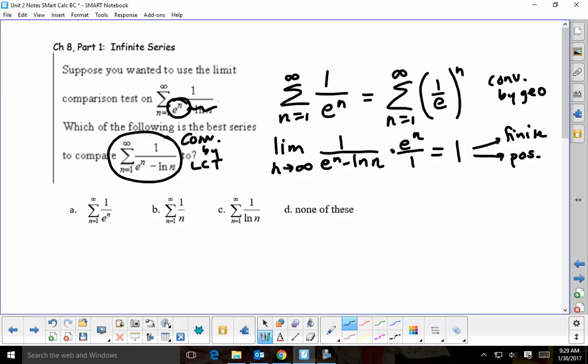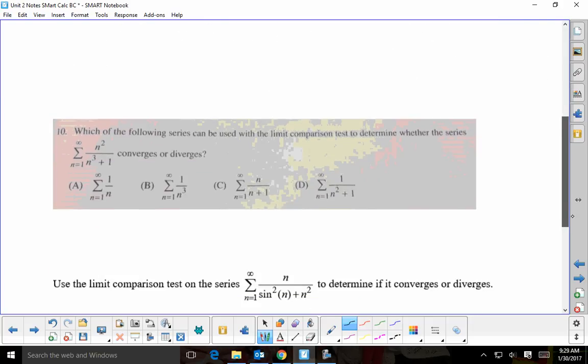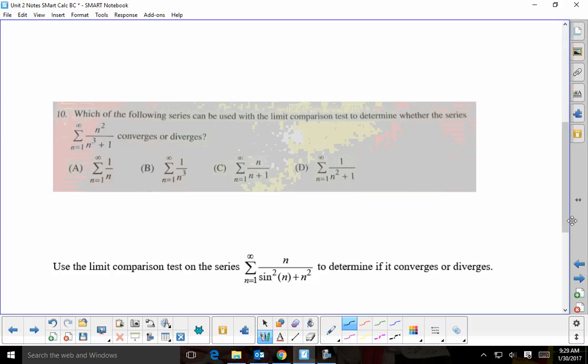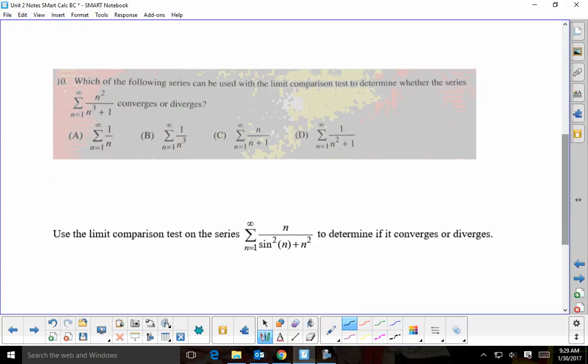limit comparison test. Can I put LCT on my test or on my quiz? Nope. No. Only these things. Okay. So was A good? Yes. Questions on that? Okay, so let's do one more. Or actually 2 more, sorry, and then we'll go on to today's notes. Number 10 should take you 10 seconds.